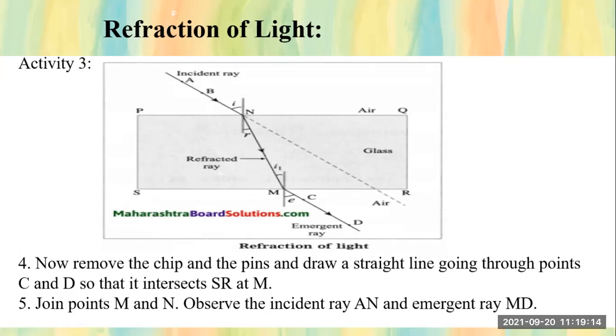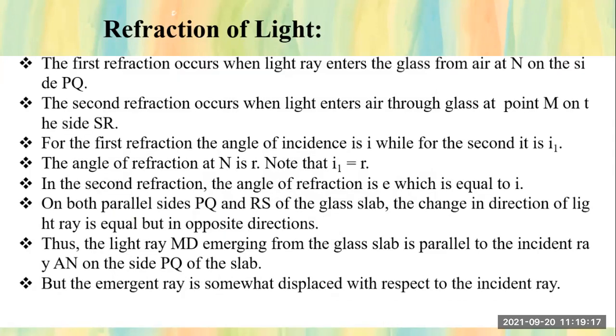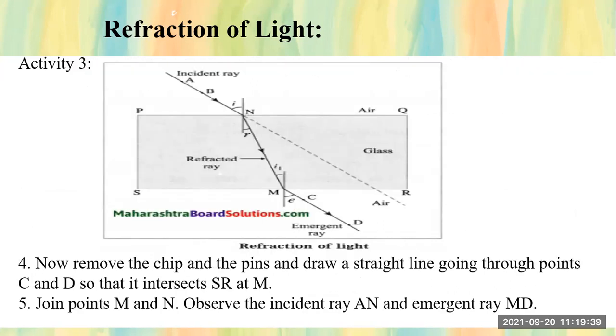I will always be equal to E then. In the second refraction, the angle of refraction is E, which is equal to I, right? On both parallel sides, PQ and RS, of the glass slab, the change in the direction of the light ray is equal but in opposite direction, right? In both cases, from PQ and SR, the changes in direction are equal but opposite. We can justify that, right? Hence, R is equal to I1 and I is equal to E, right, students?